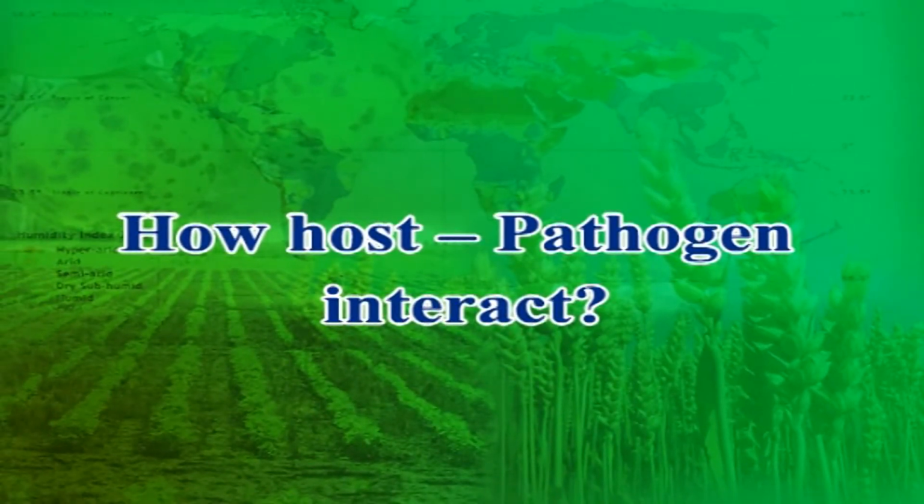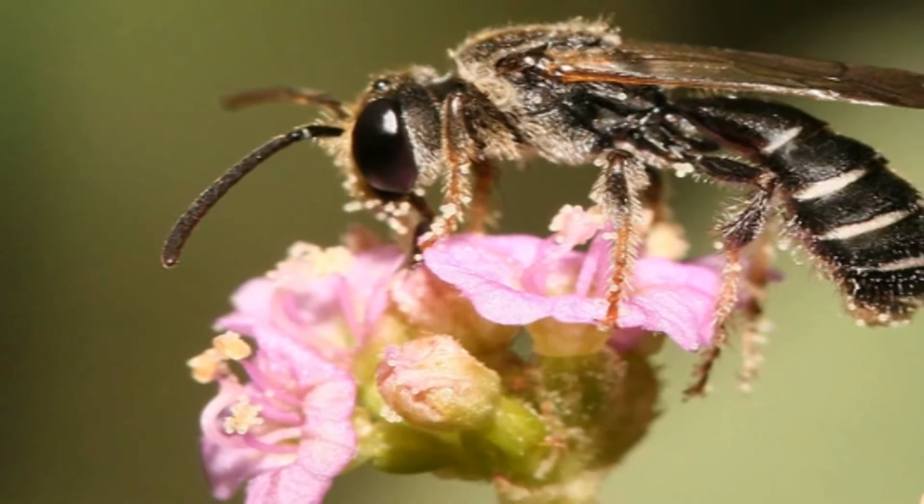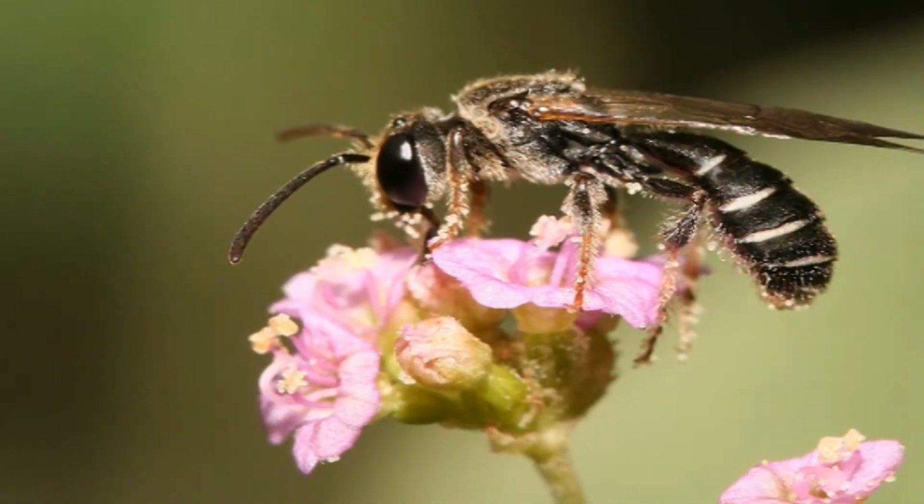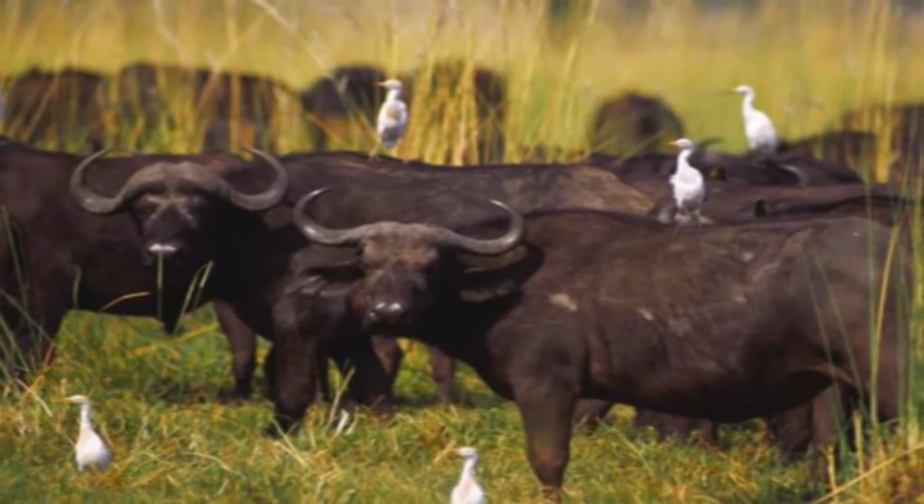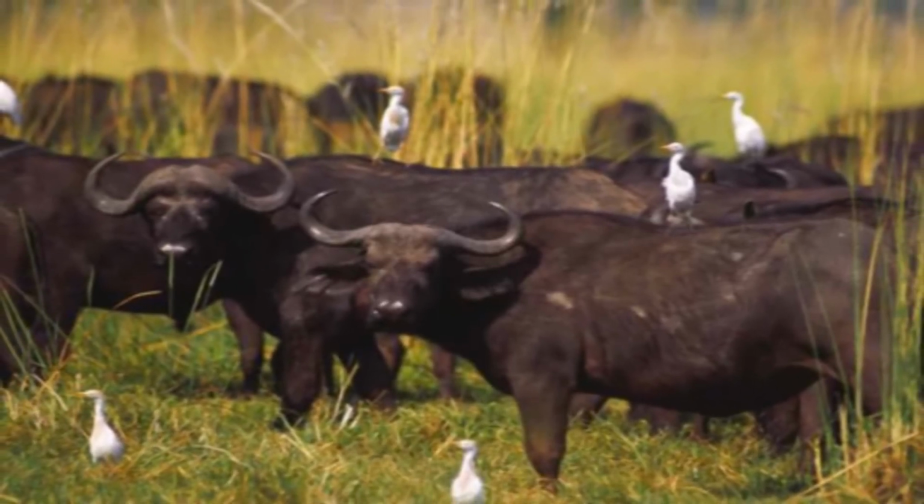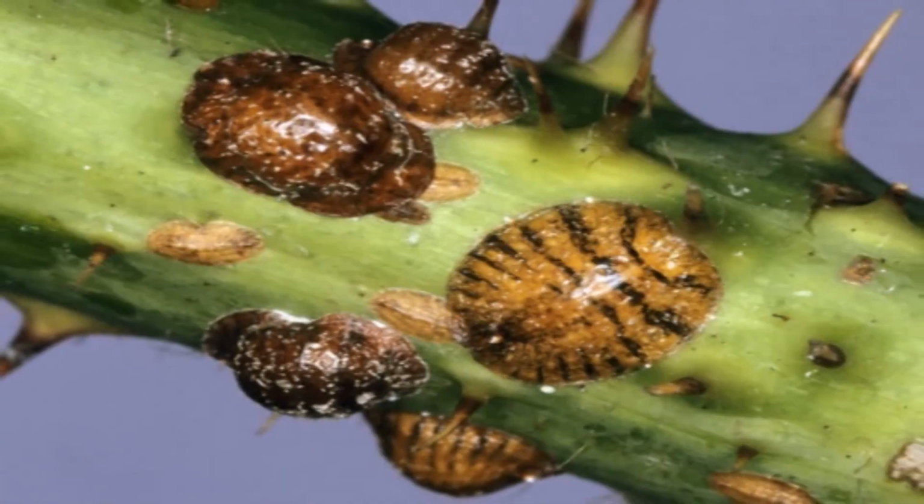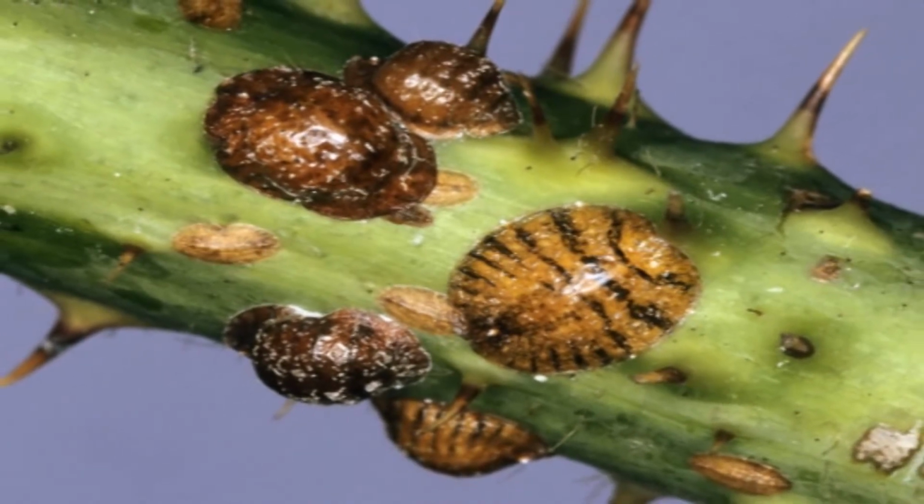how host pathogen interact. Interaction of microbes with the host is of the following types. Mutualism: both microbes and the host are benefited by the interaction. Commensalism: either host or microbes is benefited while the other is not affected by the interaction. Parasitism: microbes are benefited at the expense of the host. Of all the interactions, we will discuss parasitism, which explains host pathogen interaction.